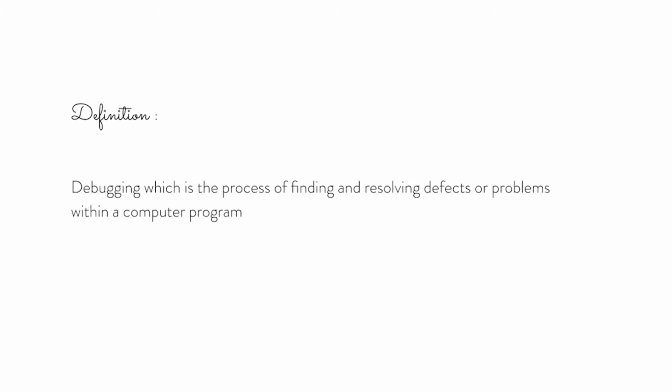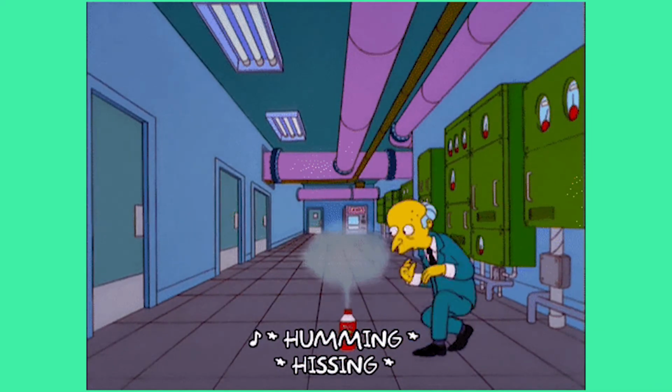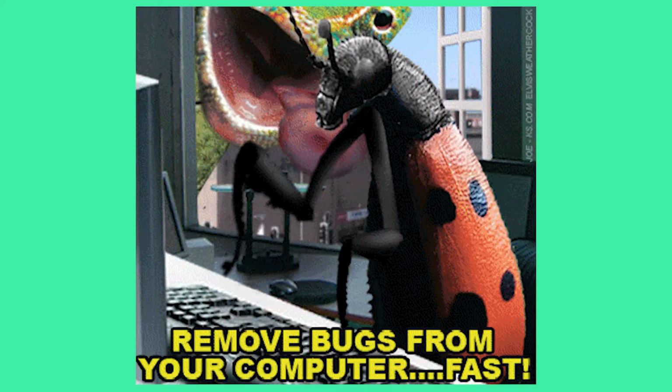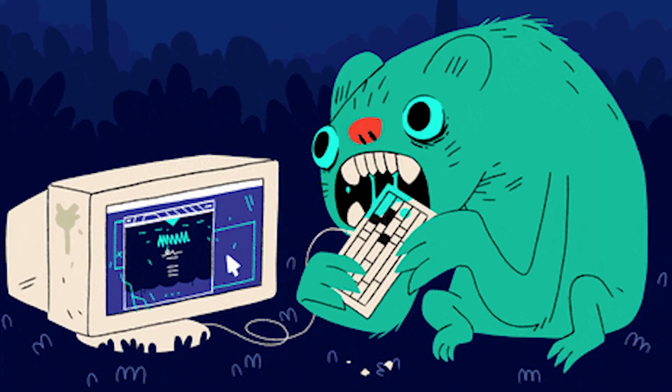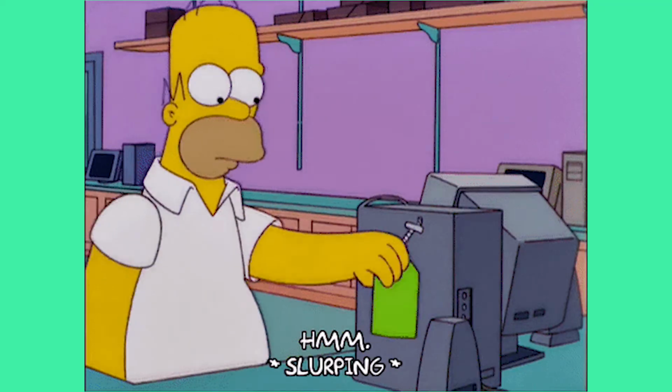Debugging. Another closely related word is debugging, which is the process of finding and resolving defects or problems within a computer program. Simply put, debugging is getting rid of bugs. Bugs can be a really serious issue. Other than making the program not work properly, they can cause security vulnerabilities and can be really expensive.